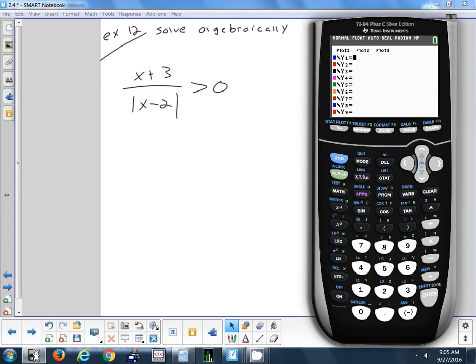What do I need when I type this in? Gotta be careful. It's not written on paper, but I need it on the calculator. Yeah, I want to make sure I put parentheses. So parentheses x plus 3 divided by, does anyone remember where I get absolute value from?